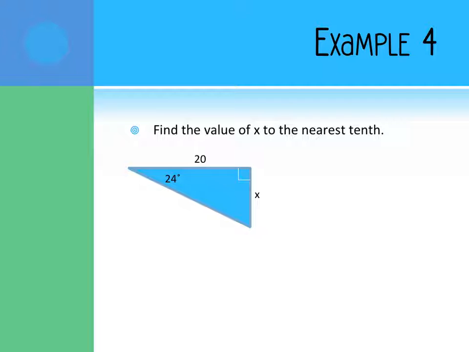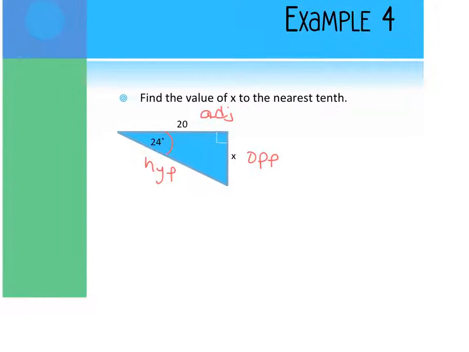Okay, and one more. So this time we've got an angle measure. Let's label our sides based on this 24-degree angle. What is side X, opposite or adjacent? Okay, and then the 20 is the adjacent, and then this is our hypotenuse, just to label it. So we need to find the value of X. So what I'm going to do here is put this into my trig ratio. So I'm going to do the tangent of 24 degrees is equal to opposite over adjacent.